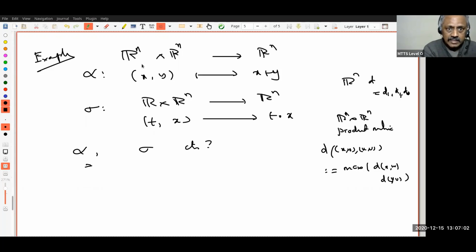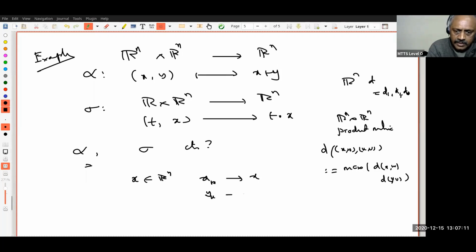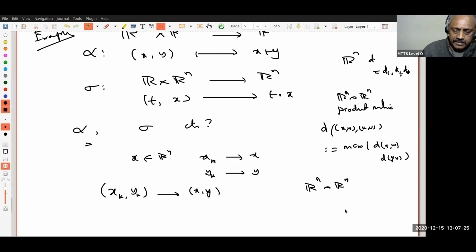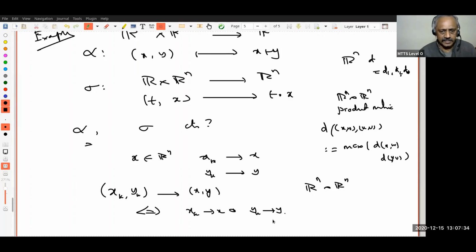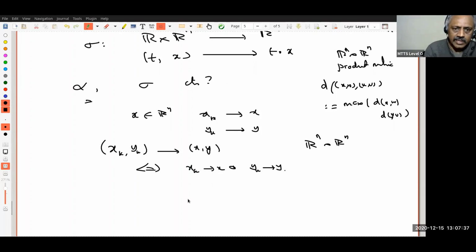Since I had used Rn here, let us say x is a point in Rn. Let us fix a sequence xk which converges to x and yk which converges to y. Right? Now I have the sequence xk, yk, which converges to xy. This is in Rn cross Rn, and remember, this is a product metric. In the product metric, we know this happens if and only if xk converges to x and yk converges to y. Do all of you agree with me? Yes? Right. So what am I supposed to show? I want to know whether alpha of xk, yk converges to alpha of xy.